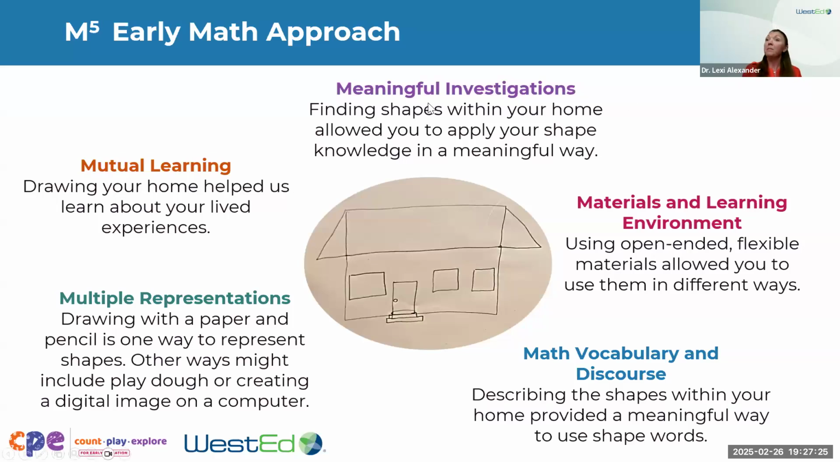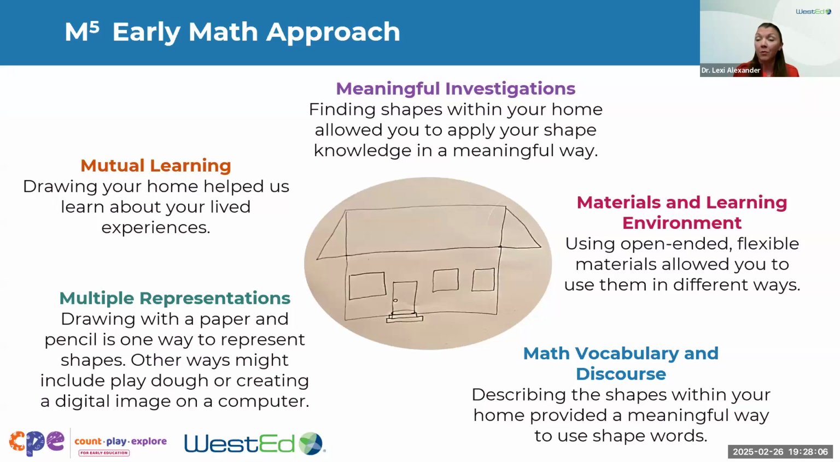Okay? We can think about this as a meaningful investigation because finding shapes within your home allowed you to apply your shape knowledge in a meaningful way. So a lot of you were able to name different shapes, and you did so in a meaningful context, right? In a space that was unique to your lives and that was different and unique from others around you too. We can consider the materials and learning environment, right? We didn't have any special requirements for these materials except some way to represent a sketch of your home. We used open-ended, flexible materials that allowed you to use them in different ways.